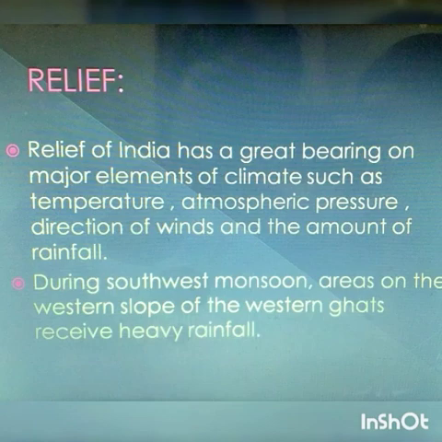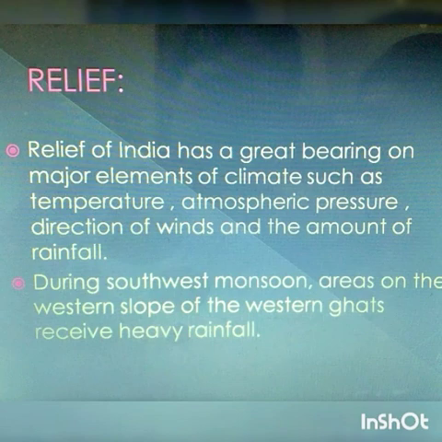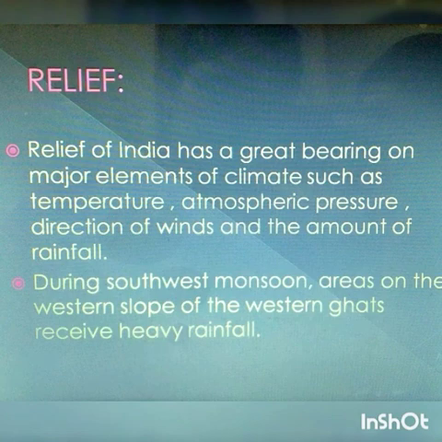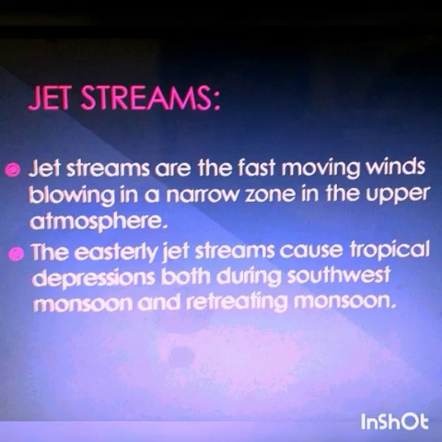We see the fifth one, relief. Relief of India has a great bearing on the major elements of the climate such as temperature, atmospheric pressure, direction of winds and the amount of rainfall. During the southwest monsoon, areas on the western slope of the Western Ghats receive heavy rainfall. Last one, jet streams. Jet streams are fast moving winds blowing in a narrow zone in the upper atmosphere. The easterly jet streams cause tropical depressions both during the southwest monsoon and the retreating monsoon.